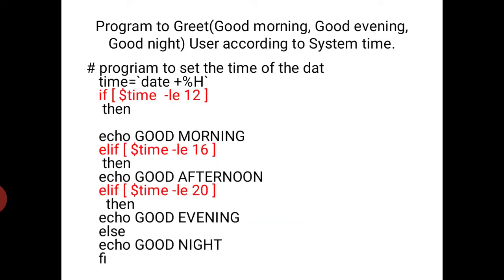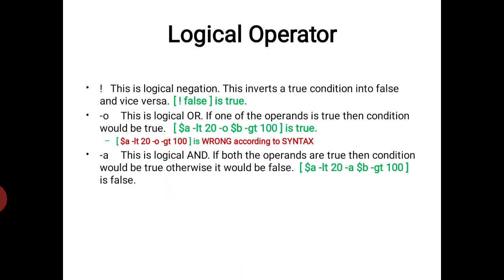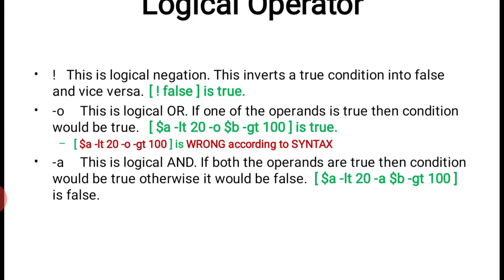So again, write this program in your file. Next one is logical operators. We have three types of logical operators: or, and, not. The first one, the negation symbol, indicates not. Minus o, that is or.